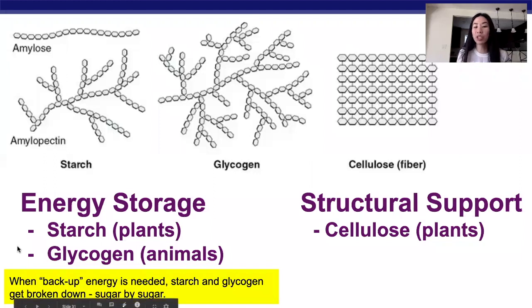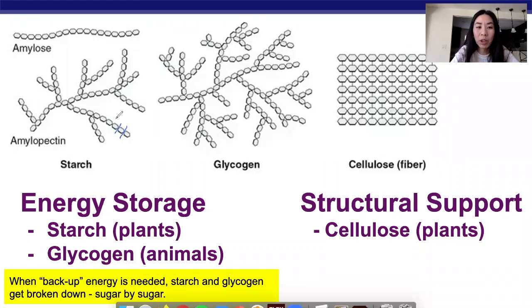So for starch and glycogen, I made a little note here. It says when backup energy is needed, we go to these 2 molecules. Starch and glycogen get broken down sugar by sugar. So if you notice with these molecules, they are branched. And the way your body or plants would break this down is they'll cut off each sugar one by one, starting from the ends of the branches. Same with the glycogen. So if you see there's multiple branches, there's lots of places where they could start cutting sugar molecules off, monosaccharides, so that they can be used for cell respiration.